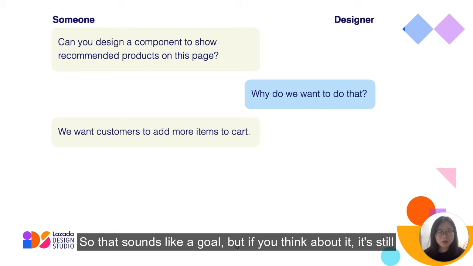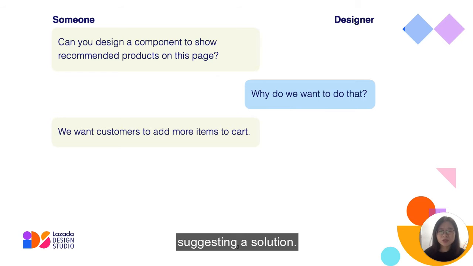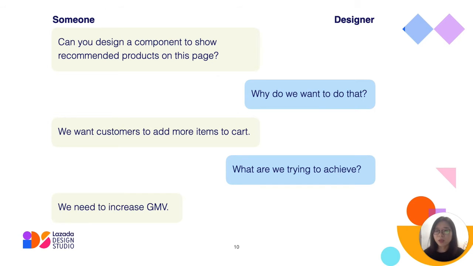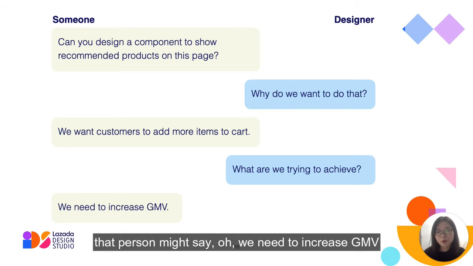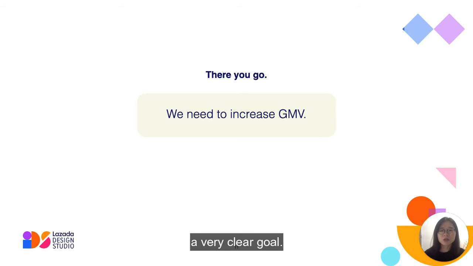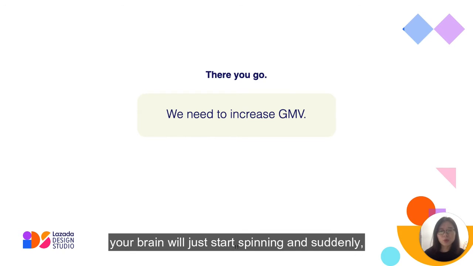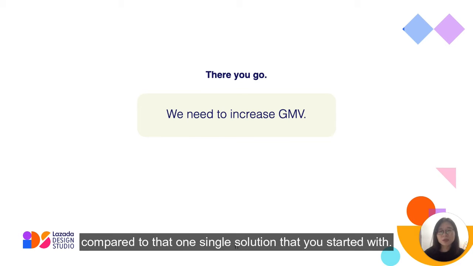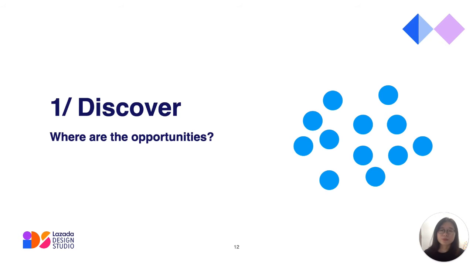So that sounds like a goal, but if you think about it, it's still suggesting a solution. So let's drill deeper. What are we trying to achieve? So that person might say, oh, we need to increase GMV. So there you go. We need to increase GMV. That's a very clear goal. And when you look at this, your brain will just start spinning, and suddenly the gate is open with so many more opportunities and possible solutions compared to that one single solution that you started with.